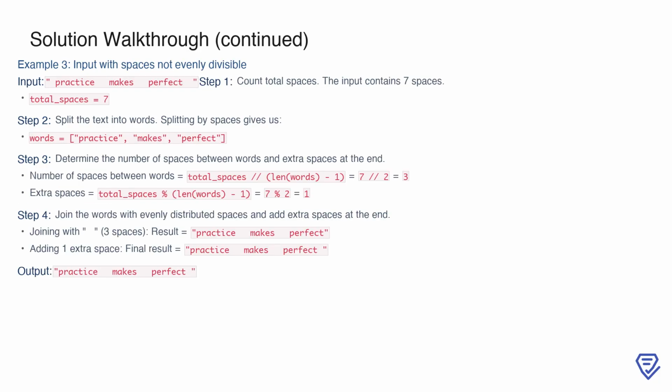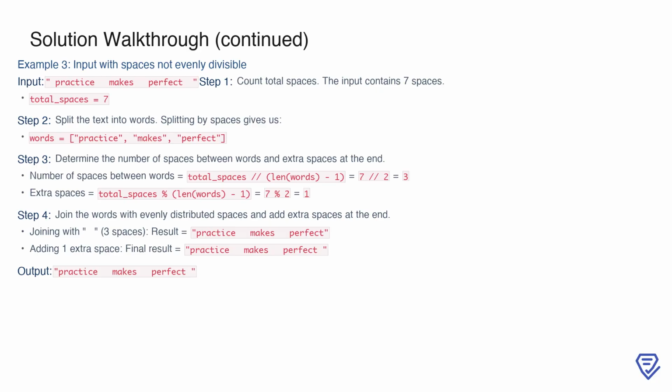In this example, the input string contains spaces that are not evenly divisible. The input string is "practice makes perfect." First, we count the total spaces, which comes out to 7. Then, we split the string into words using the split function, resulting in the list ["practice", "makes", "perfect"]. With 3 words, there are 2 gaps between them.